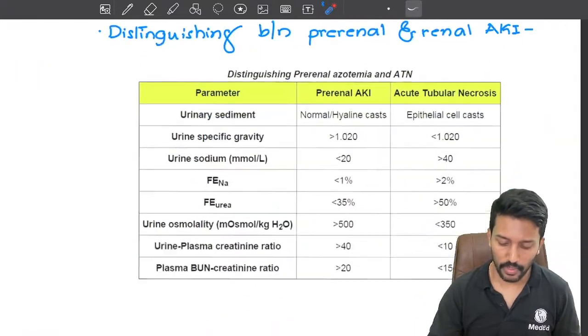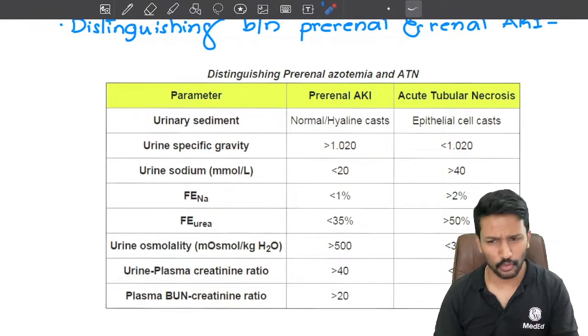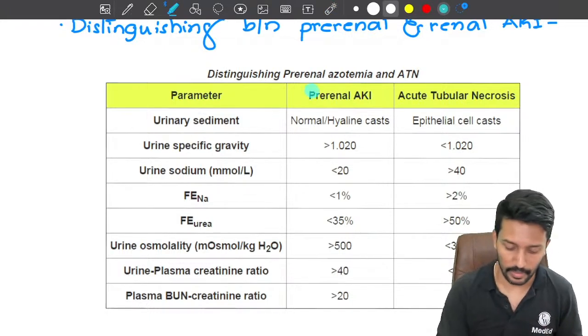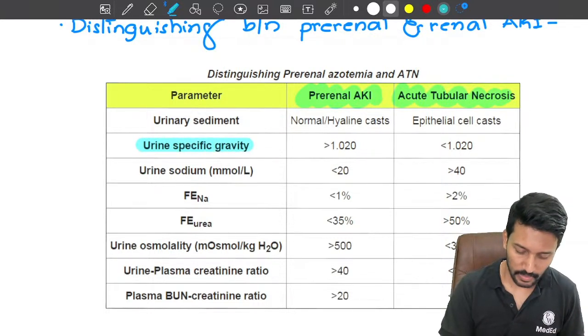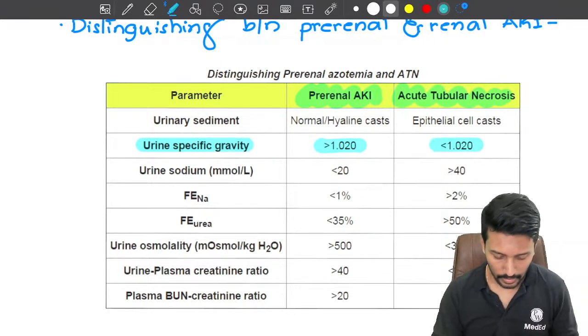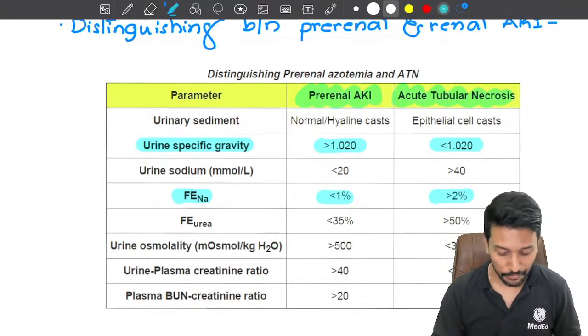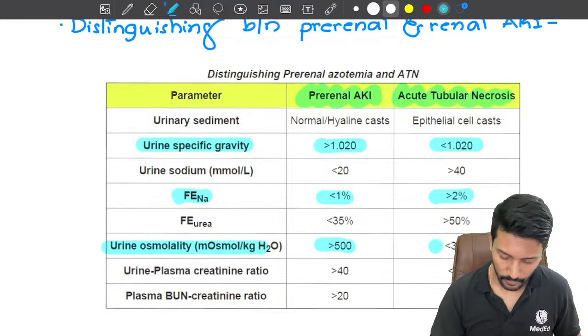So I'm going to give you one table and I will highlight 3 important points for you to remember. That should be enough for you to differentiate between ATN and pre-renal AKI. Pre-renal AKI versus acute tubular necrosis. Number 1, that will be your urine specific gravity. Number 2, that will be fractional excretion of sodium or FeNA. Number 3, that will be urine osmolality.